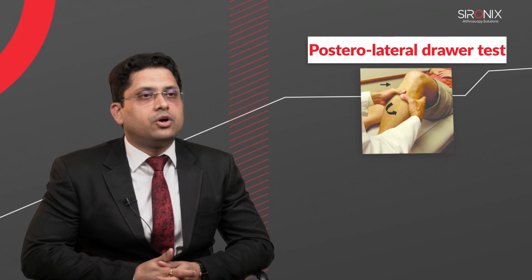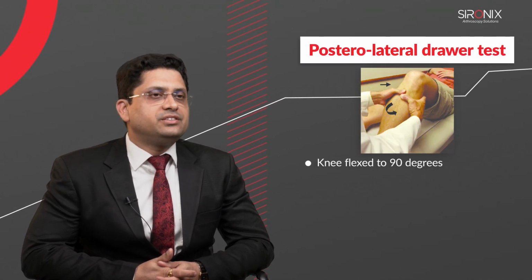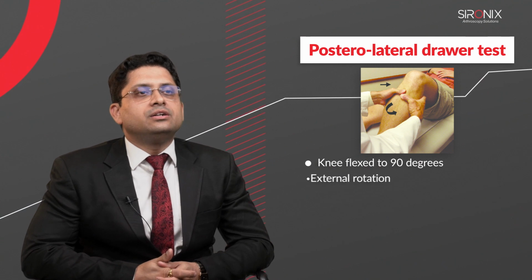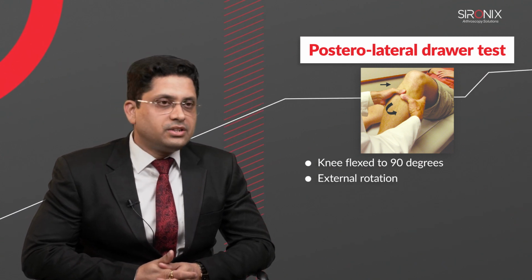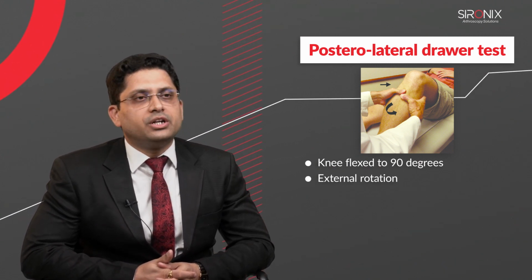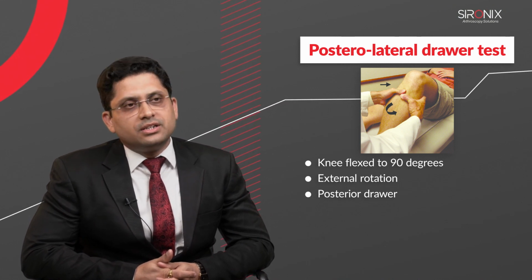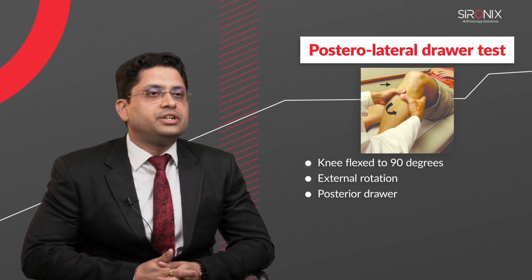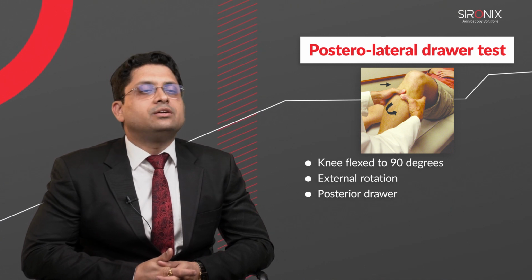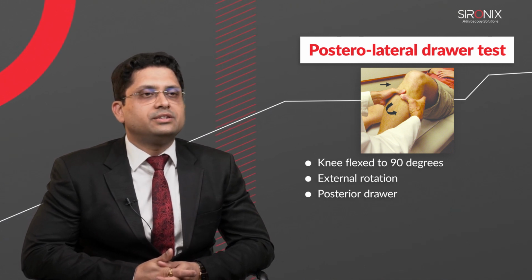The last and final test which you can do is the posterolateral drawer test, in which the knee is flexed to 90 degrees and external rotation is given at the tibia, and a posterior drawer test is done. The results are compared to the opposite normal side, and more than 10 mm of drawer is positive.